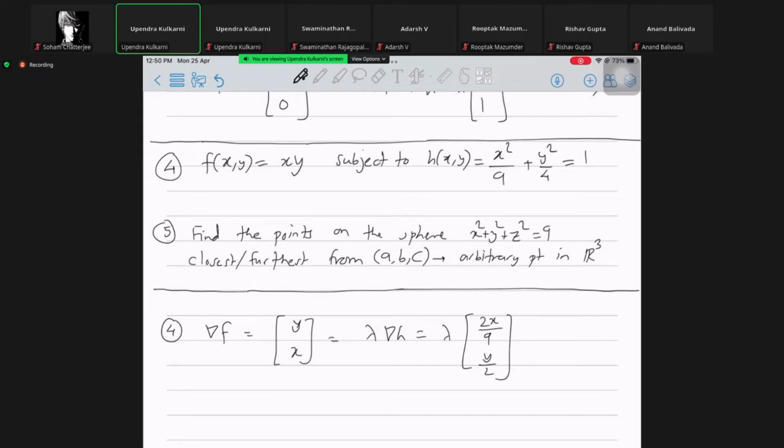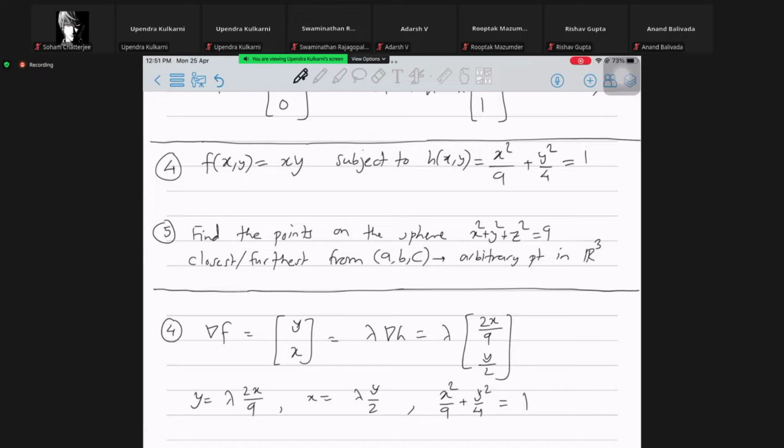You see, now algebraically this has become a little more complicated. So what this says is that y is equal to lambda times 2x by 9 and x is equal to lambda times y by 2. But also I know that x square by 9 plus y square by 4 is equal to 1. In other words, this is 3 equations in 3 variables. So there is a matter of now solving. So what can we do?